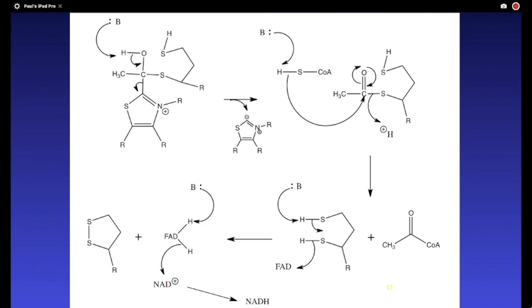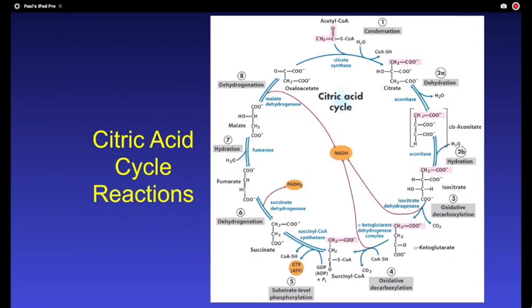Okay, so that is the mechanistic steps for the pyruvate dehydrogenase complex. It is complex. All right, all that to get acetyl-CoA. Acetyl-CoA is at the top. That used to be pyruvate.